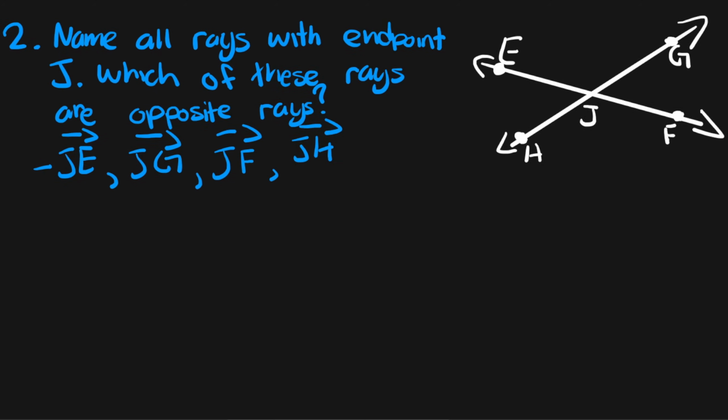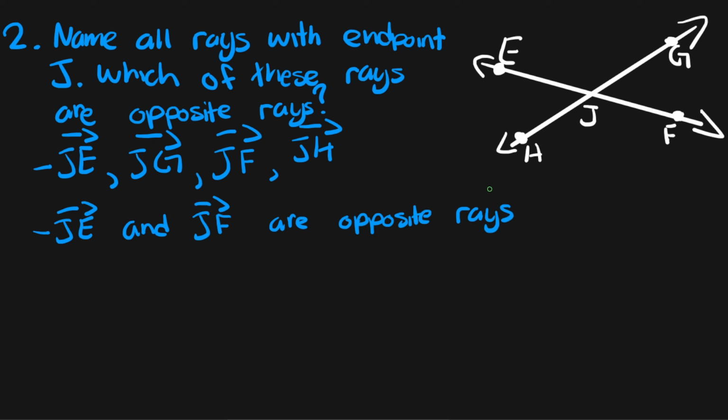All right, well, the second part of the question says, which of these rays are opposite rays? Now remember, opposite rays share the same endpoint and they're on the same line. So if you look over here on line EF, here we have the endpoint J. We could say rays JE and JF are opposite rays because they lie on the same line and they also share the same endpoint.